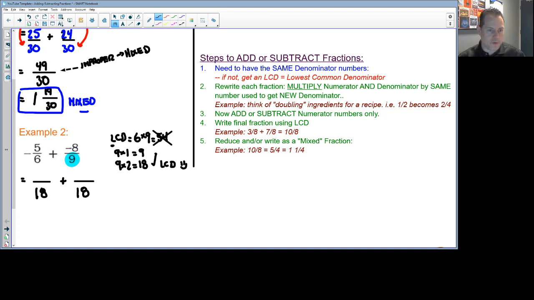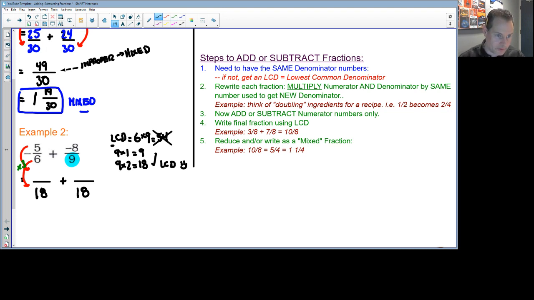So now I'm going to use 18 as my lowest common denominator, and again, I'm going to play the same game as we did before. We need to bump up those numerator numbers, in other words, the top numbers. What do we multiply 6 by to get to 18? We do the same thing on the top. So 6 times 3 gives you 18, so I multiply the top number by 3 as well. 3 times 5 is 15.